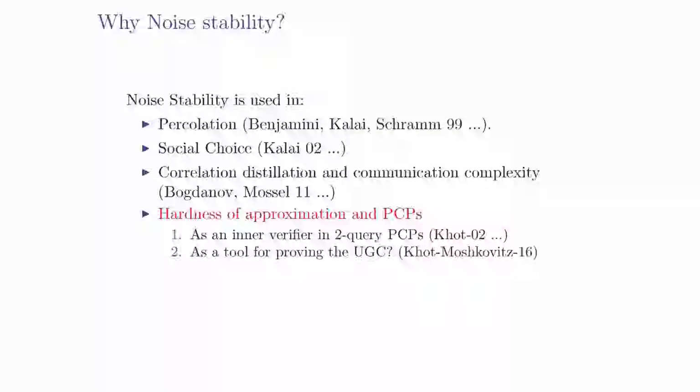One place where it plays a role, I'm not going to tell you the PCP story because it was told before and it's somewhat a complex story, is as an inner verifier in 2-query PCPs, the ones that were introduced in the unique games conjecture, where often the way you choose the X and Y is by some noise, either the noise I described or some related noise. And maybe it could be a tool that's used in some ways for the unique games conjecture.